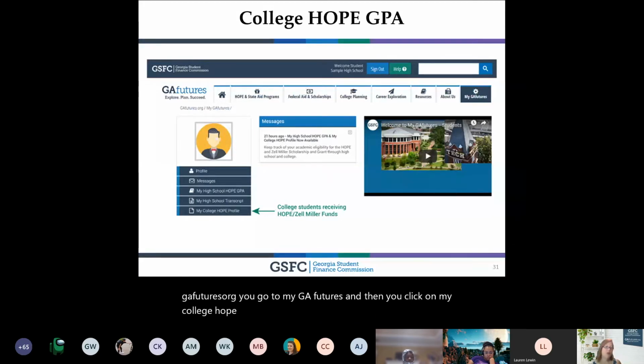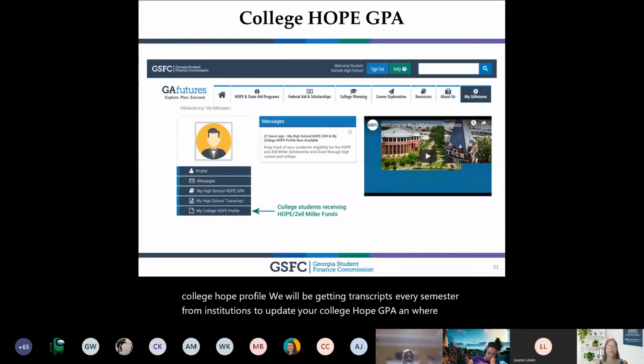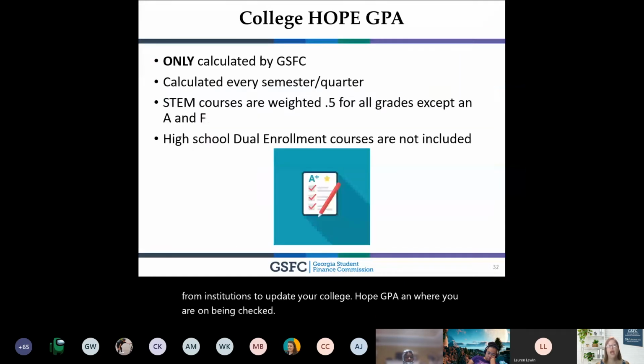We will be getting transcripts every semester from institutions to update your college HOPE GPA and where you are on being checked. So your college HOPE GPA is different. We're the only one that calculates it. It is calculated every semester. We do add weight to STEM courses. So any STEM courses that you're taking, we do add that weight to. We have a list on GA Futures of what that includes as well. And high school dual enrollment classes are not included in this calculation.